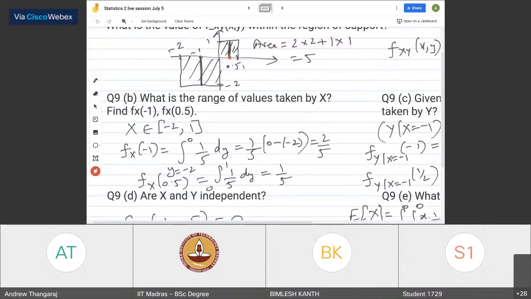And then at 0.5, on the other hand, y goes from 0 to 1. That's a completely different value. If you integrate that out, you will get 1 by 5. Okay, so there are two different regions, two different values for the PDF. So in fact, if you have to write down the marginal PDF of x, how will that look? X will take values from -2 to 1. So maybe I should do that.